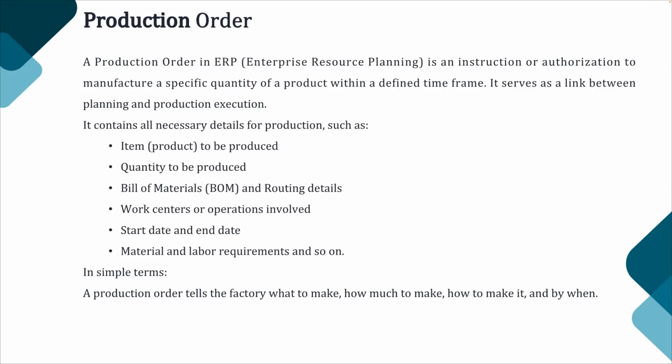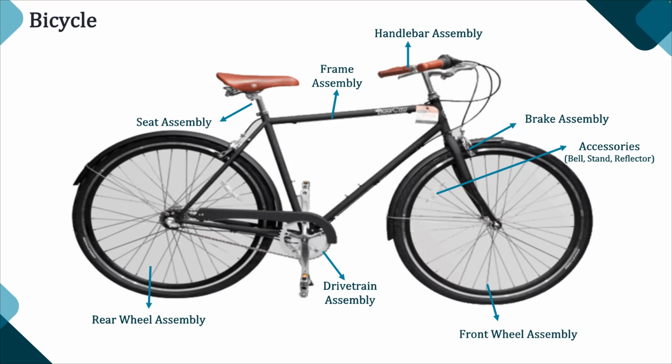In order to understand the concept, let me explain in detail. For that, let's move on to our next slide. This slide consists of a cycle holding up the assemblies, which are the seat assembly, frame assembly, handlebar assembly, brake assembly, and accessories, which consist of your bell, stand and reflector. Then come your front wheel assembly, drivetrain assembly, and rear wheel assembly. Those sub-assembly requirements will be generated based upon the BOM, that's bill of material, which has been created and for which we are going to create a production order.